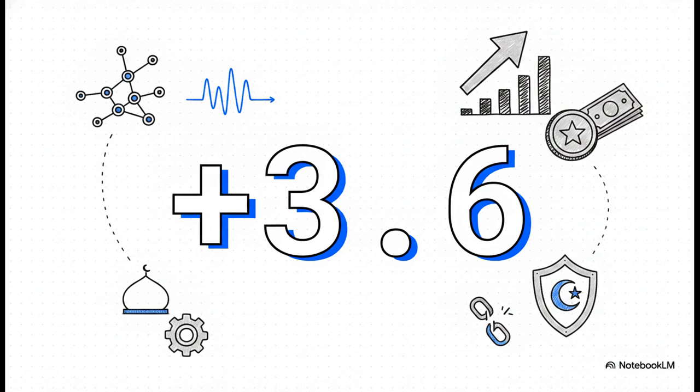Now, I really want to highlight this massive number, plus 3.6. According to recent research by Miro analyzing data from 2020 to 2024, when Islamic banks integrate digital fintech, they see their Z-scores, which is a key measure of financial stability, rocket up by 3.6 points. And at the exact same time, their non-performing loan ratios actually drop. Fintech essentially supercharges the inherent stability of their asset-backed structures.